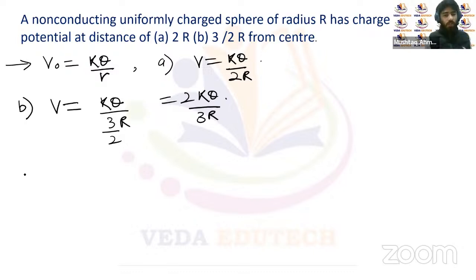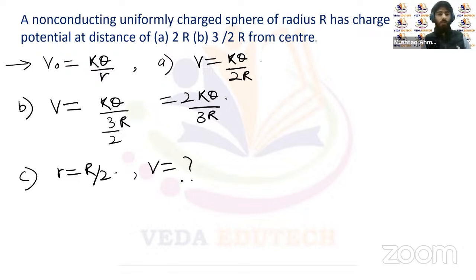Now let's suppose for a third case, at a distance r equal to R by 2, which means inside the sphere, you have to calculate the potential. Then you will be applying the formula for the potential inside the sphere, and you will be able to calculate it.